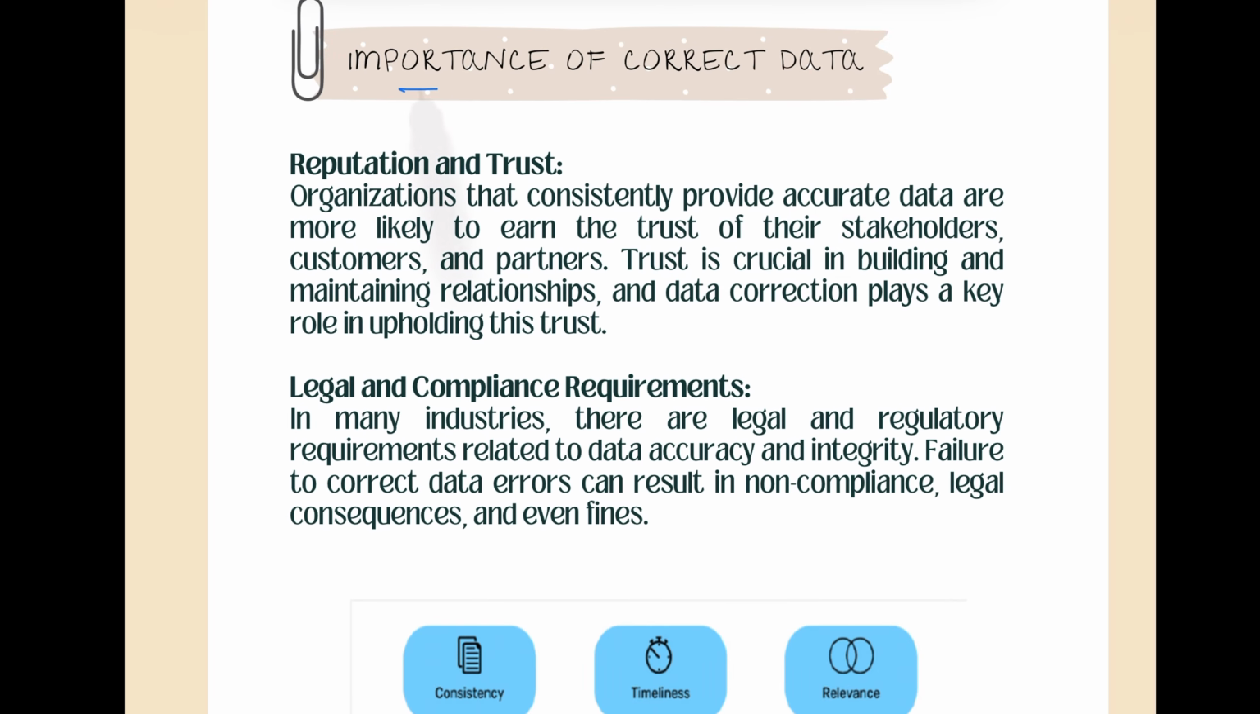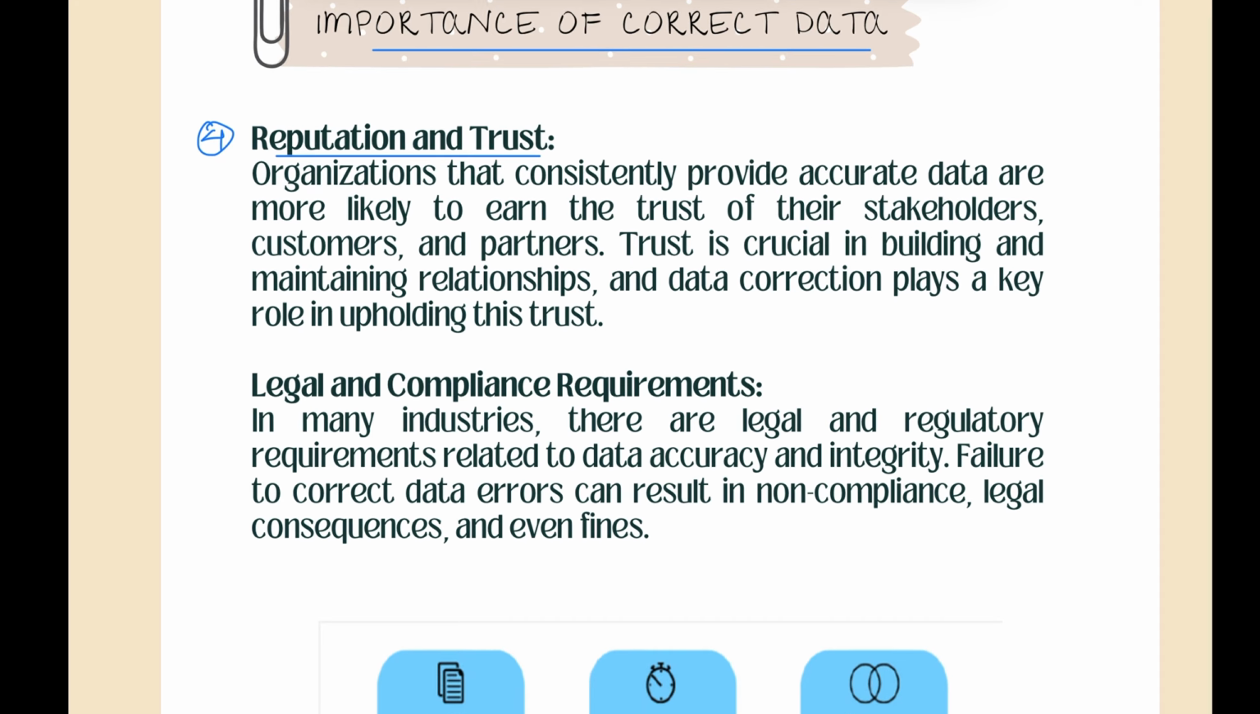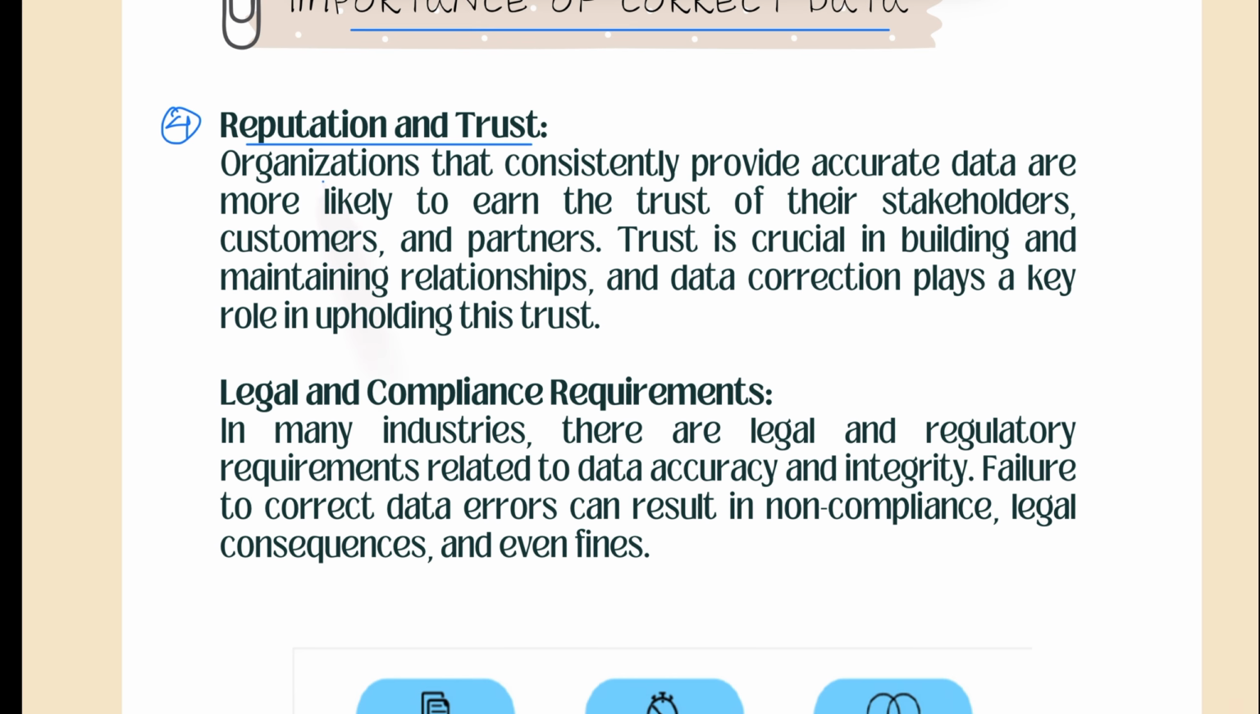Importance of correct data: regulations and trust. This is the fourth point. First one is informed decisions. Second one is that it protects data quality. Third one is that it is cost effective. It leads to financial losses if there is incorrect data, creating huge losses. Then there is trust and regulations.